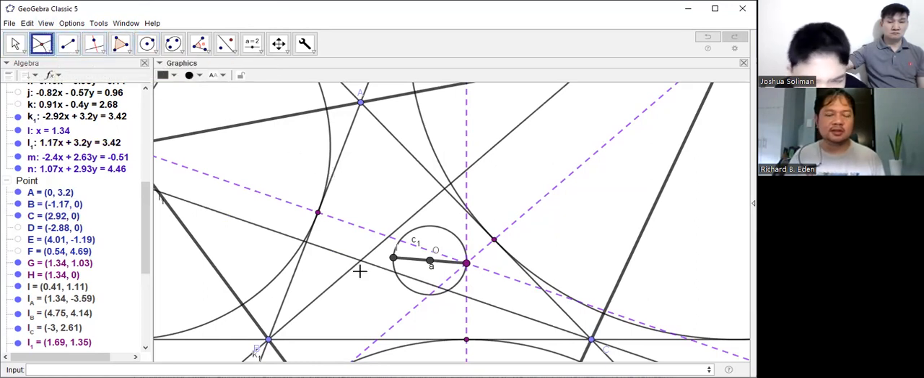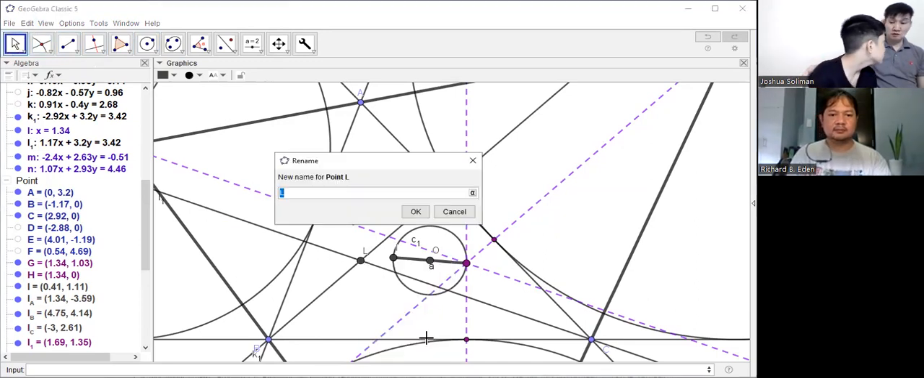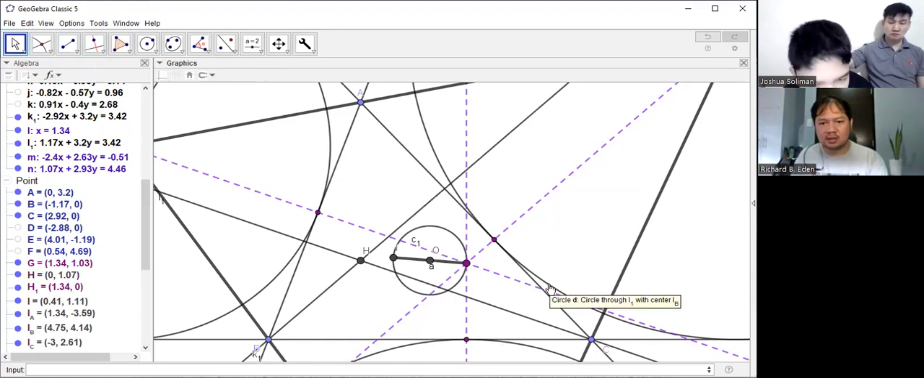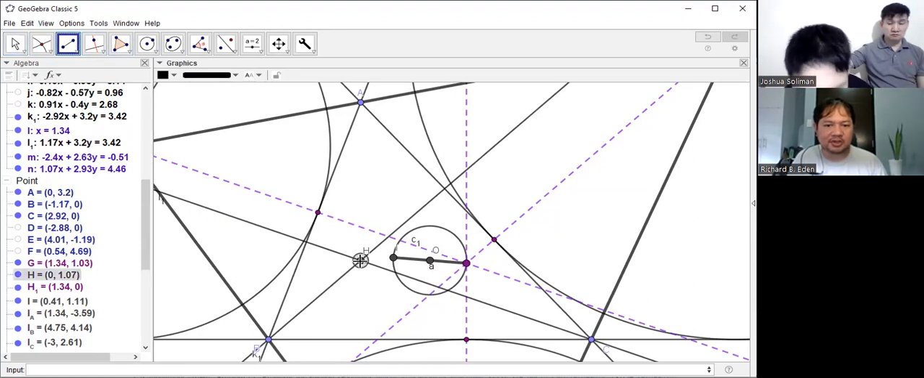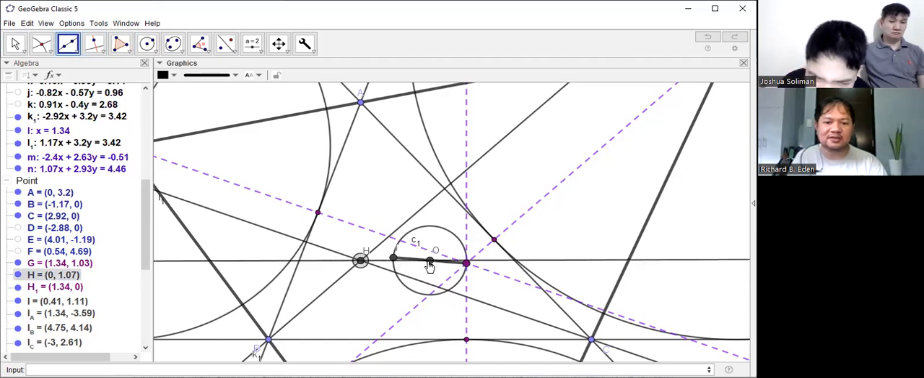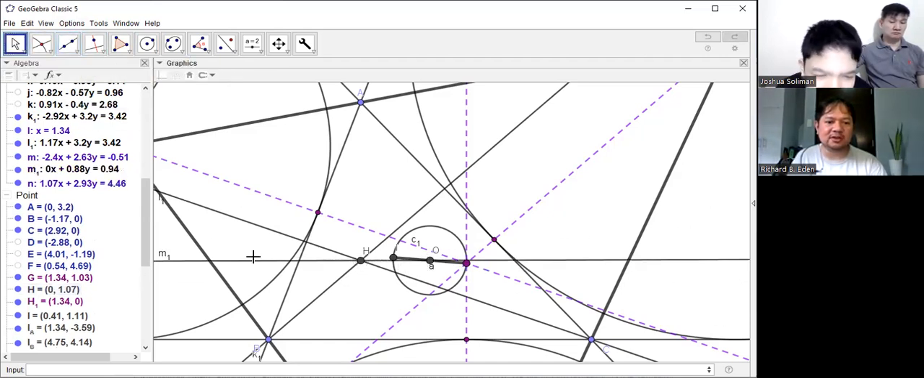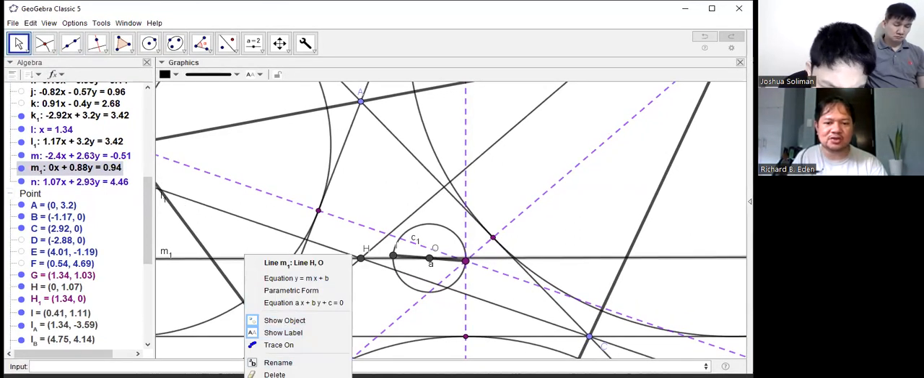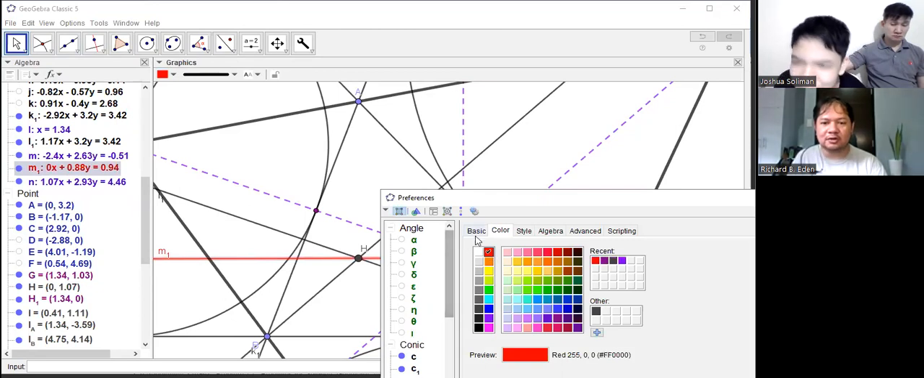Okay, so this is the orthocenter H. And then the Euler line passes through the orthocenter and the circumcenter. I think we need to move the vertices so we can see better. But first, let's connect them. We have different colors for easy visualization. Let's change the color. So this is the Euler line.